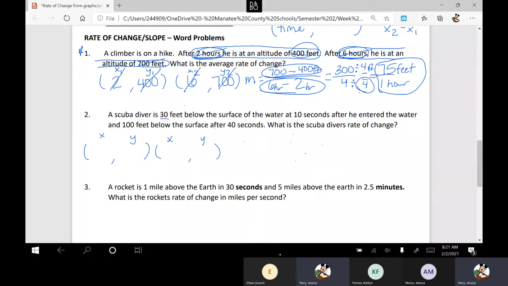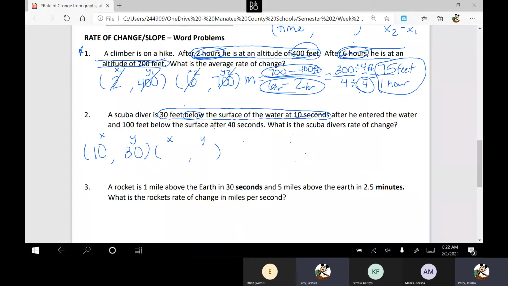A scuba diver is 30 feet below the surface of the water at 10 seconds. So here's our first piece. How can I write that, 30 feet, and it's below, and 10 seconds? Which number should go first, the 30 or the 10? Remember, time goes first. Which one represents time, 30 feet or 10 seconds? Our time is the 10 seconds. Let's do this 10 first because we're doing time first. And then we have our 30 feet below the surface.